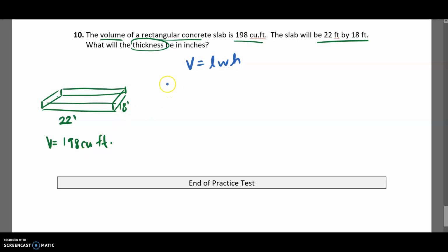My volume is in cubic feet, so I can substitute into my equation 198 for the volume. Length is 22, width is 18, and I'm trying to find the height or the thickness of this slab. I need to get the variable h by itself. Right now it's being multiplied by 18 and 22, so I can move those to the other side. You can choose to do this multiplication first if you like. If you do, you get 22 times 18 is 396 times h.